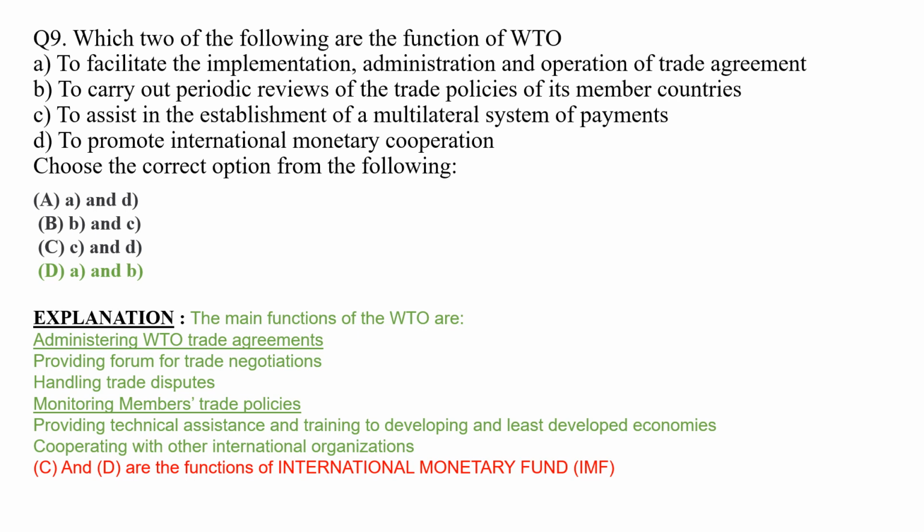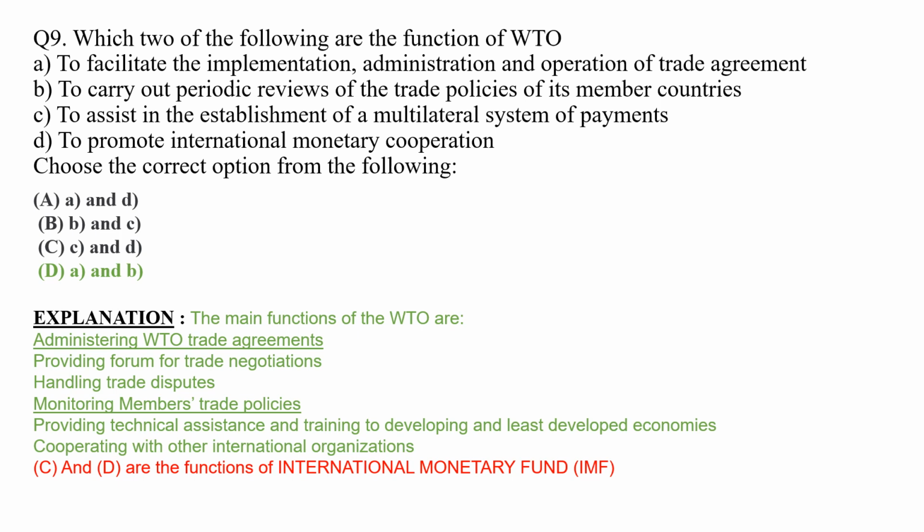So the next one: which two of the following are the functions of WTO, that is World Trade Organization? A, to facilitate the implementation, administration and operation of trade agreement; B, to carry out periodic reviews of trade policies of its member countries; C, to assist in the establishment of a multilateral system of payments; D, to promote international monetary cooperation. So the options are A and D, B and C, C and D, and A and B. So the correct option is A and B.